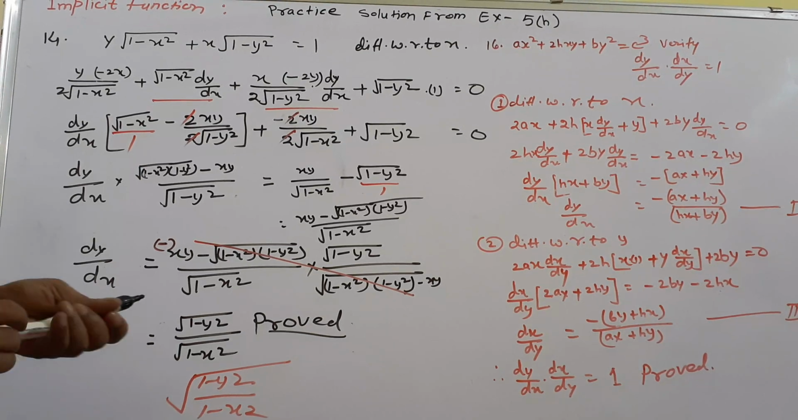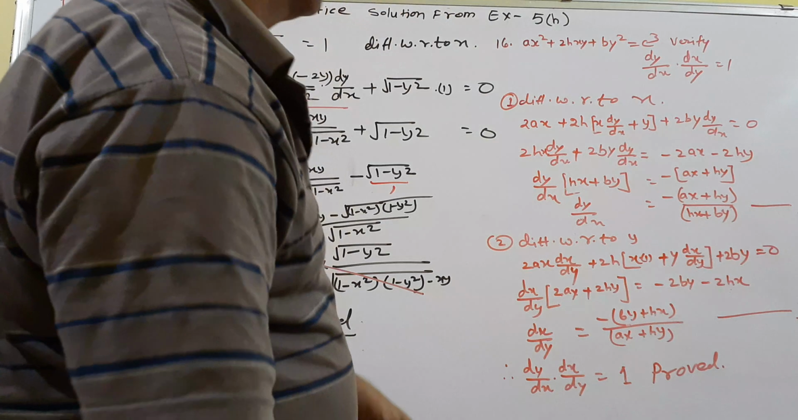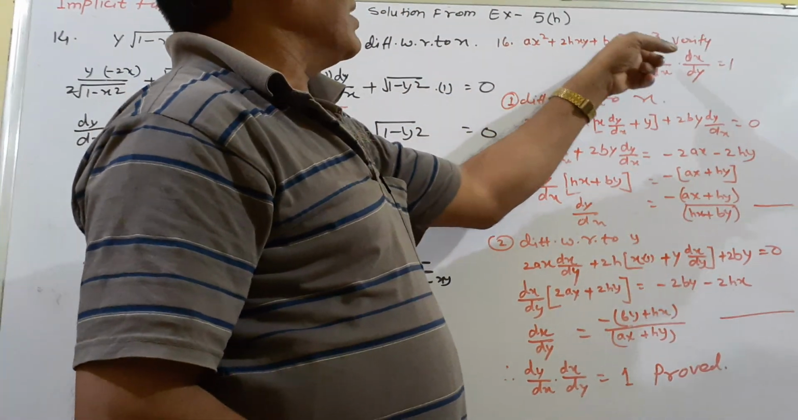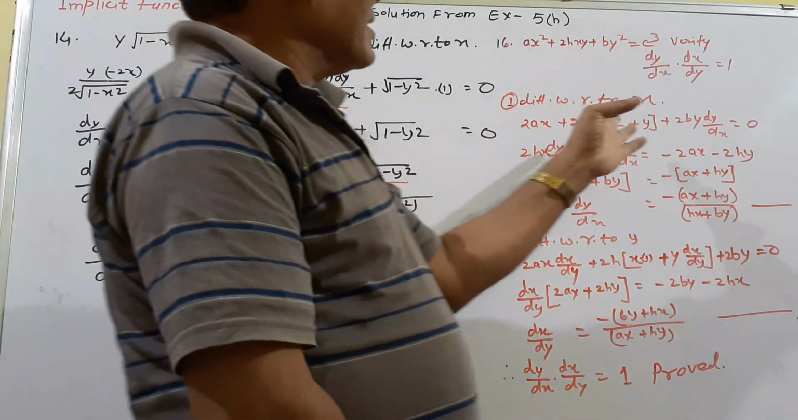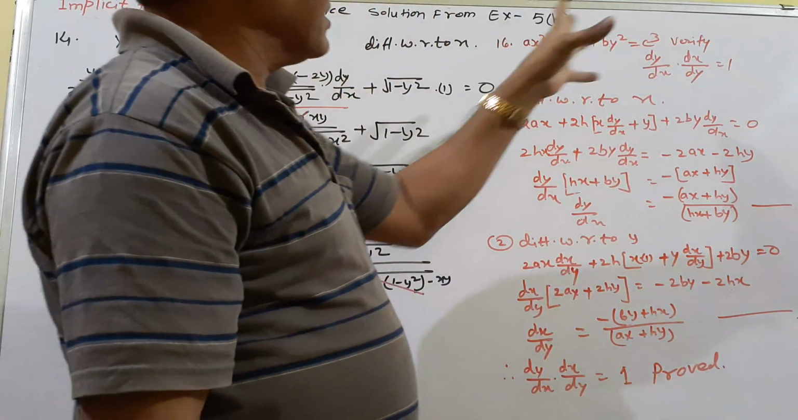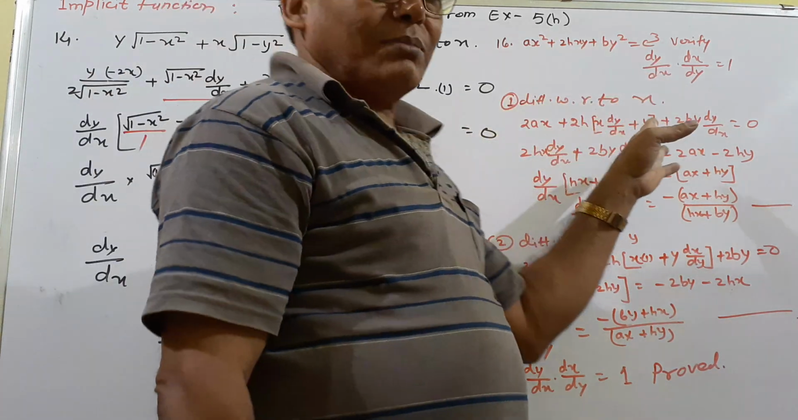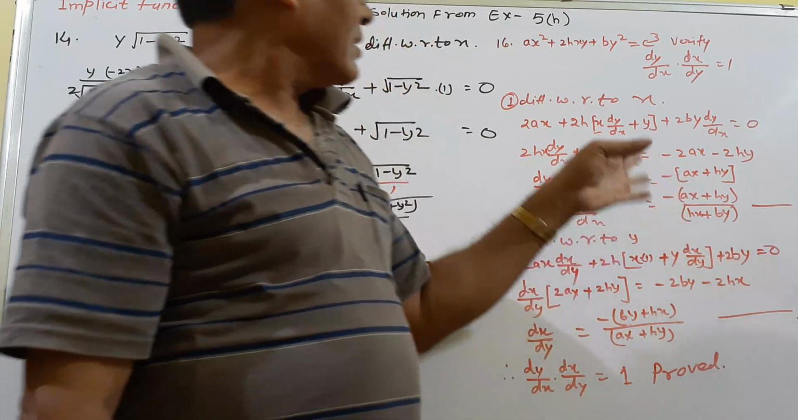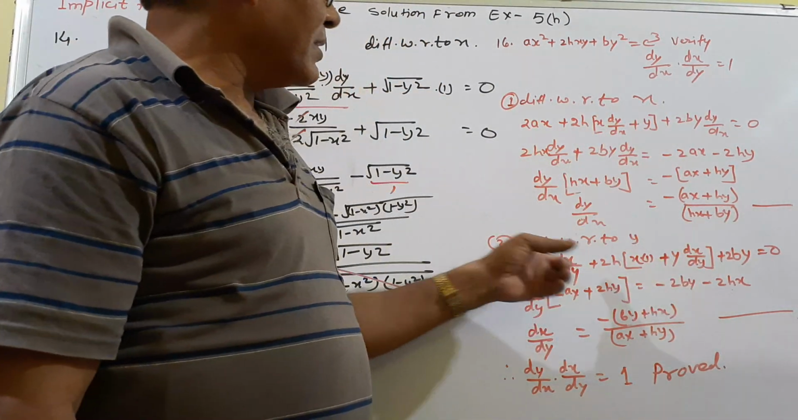Now let us discuss question number 16. Question number 16 is ax square plus twice hxy plus by square is equal to c square. Verify dy by dx into dx by dy is equal to 1. It is a little bit different type. So far you have found dy by dx, but here dx by dy. So first differentiate with respect to x, second differentiate with respect to y.